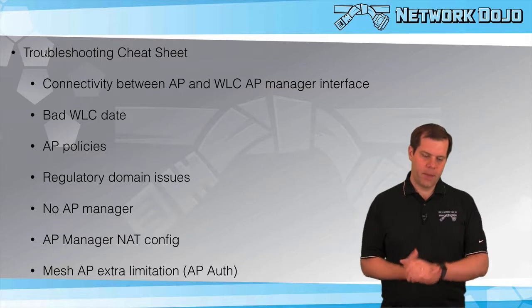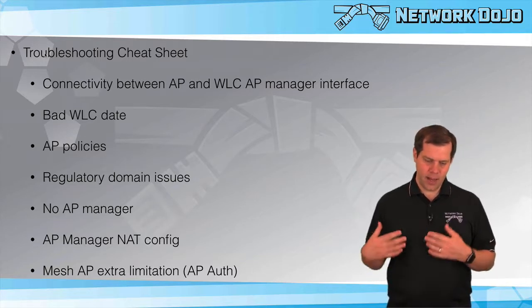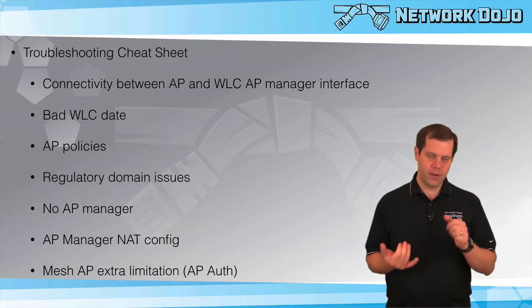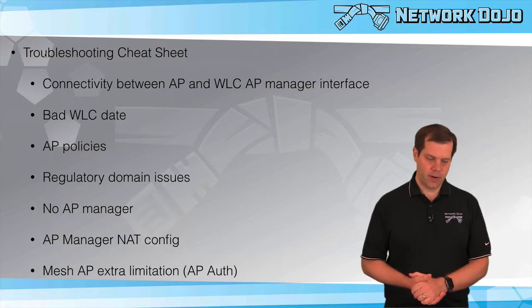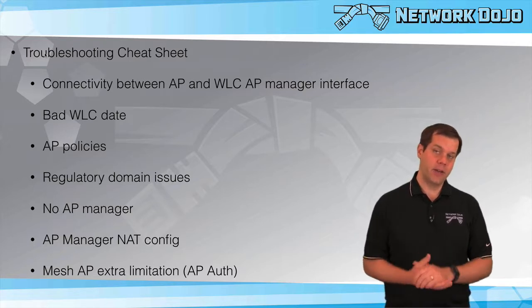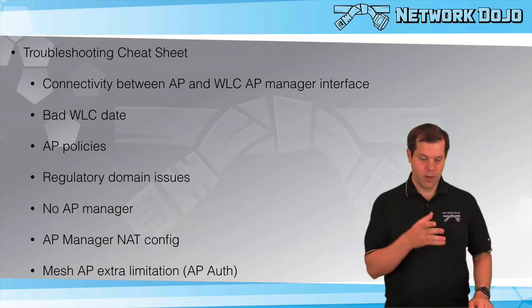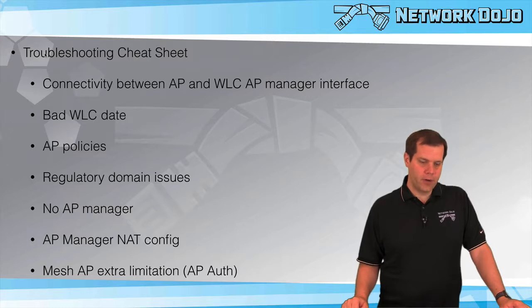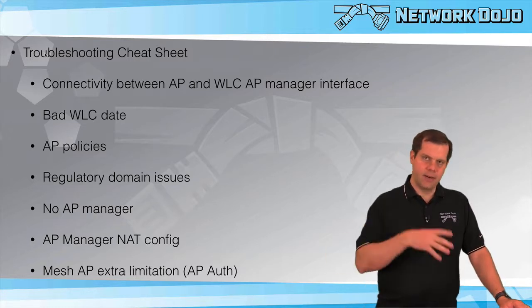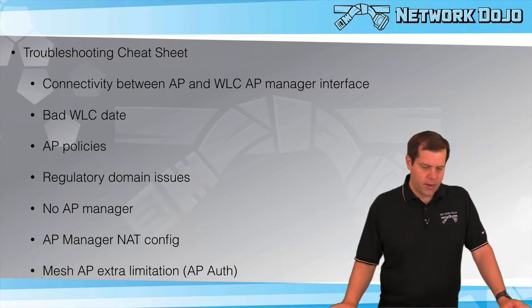Okay, next up, bad controller date. If the controller's date is so wrong that it thinks that the AP's certificate is either not yet valid or is already expired, it will reject the AP's certificate. As a part of the join process, the AP sends its certificate up to the controller. The controller needs to validate that certificate. If it's out of the validity period, it will reject it. So check the date on the controller. If it's a decade or two into the future, that's a problem. If it's somehow a decade into the past, or significantly into the past, that can be a problem too.